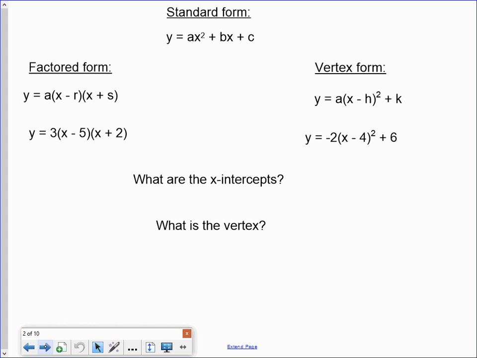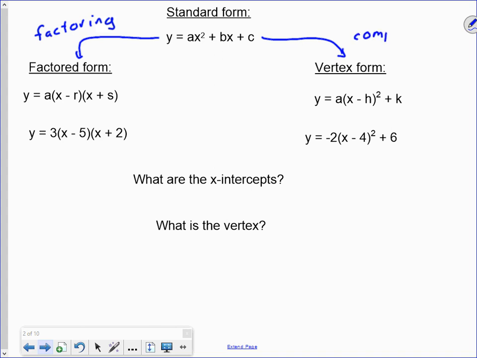Okay, so what we have been doing is we started with parabolas in standard form up at the top, and we know how to take a parabola in standard form and get it into factored form. And we do this by factoring. And we did this throughout all of Unit 6-7. We can also take this and turn it into what is called vertex form. And we did this in section C, where we learned this process called completing the square.